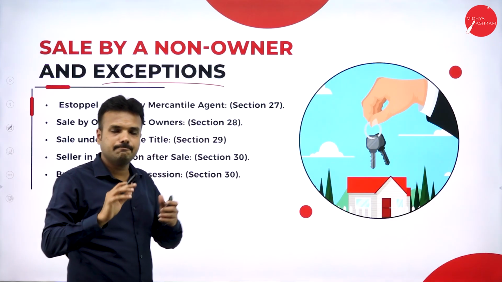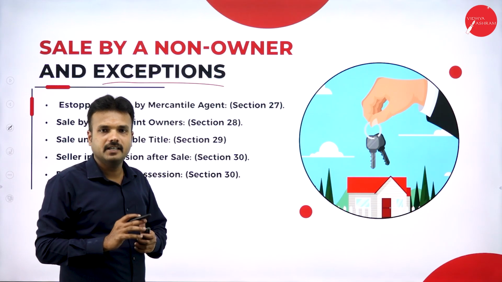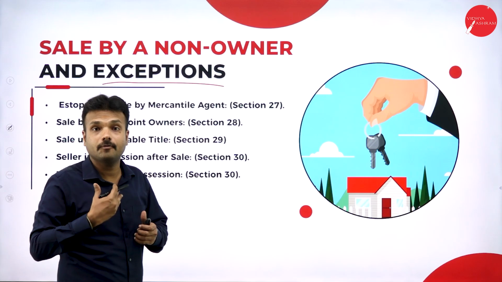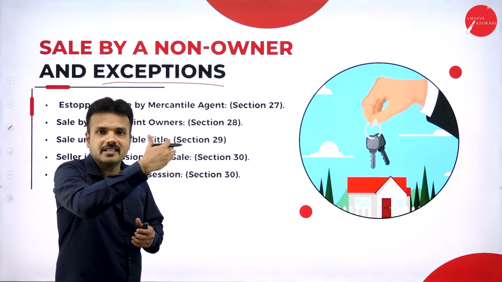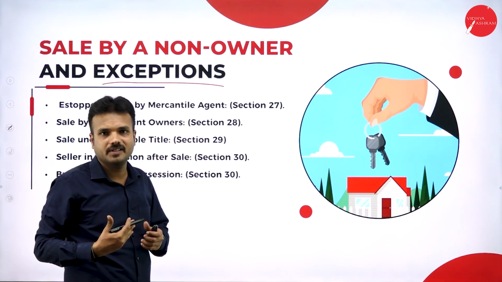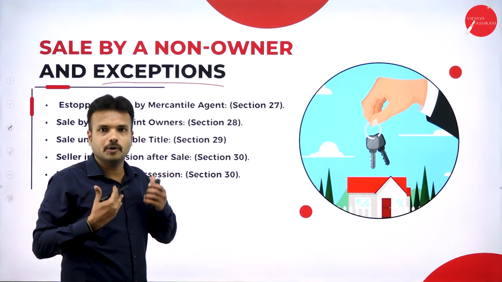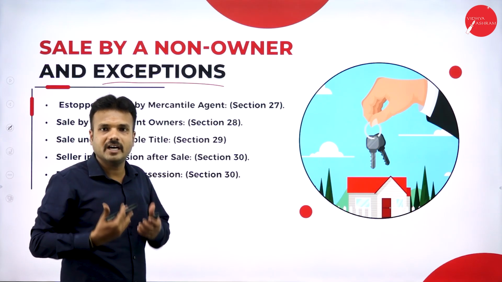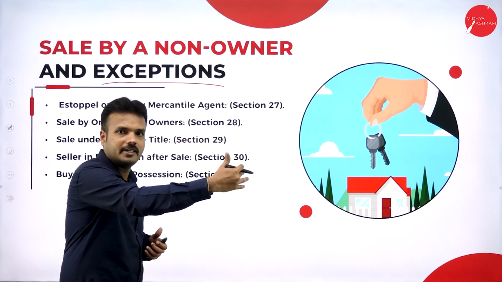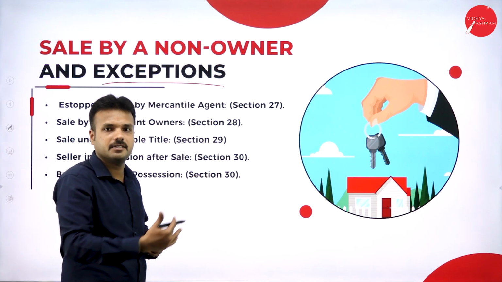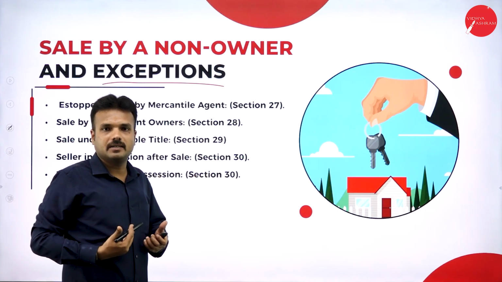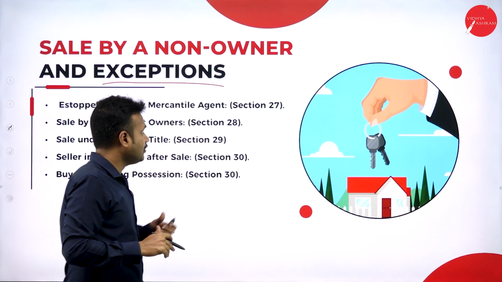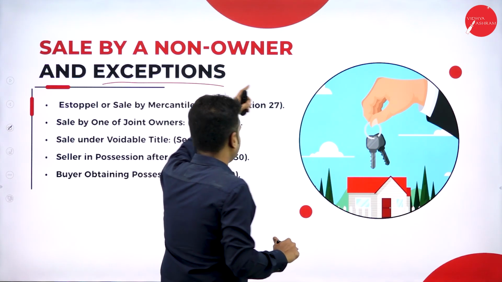Simply, according to the Sale of Goods Act, if I want to sell a good, I must be the owner. If there is a right of ownership, I can transfer it to some other person. If I don't have ownership, how can I transfer the ownership to another person? If I have a commodity, I can sell it to another person. If I don't have any commodity, how can I transfer it? Very simple concept. That is what sale by a non-owner is going to say.